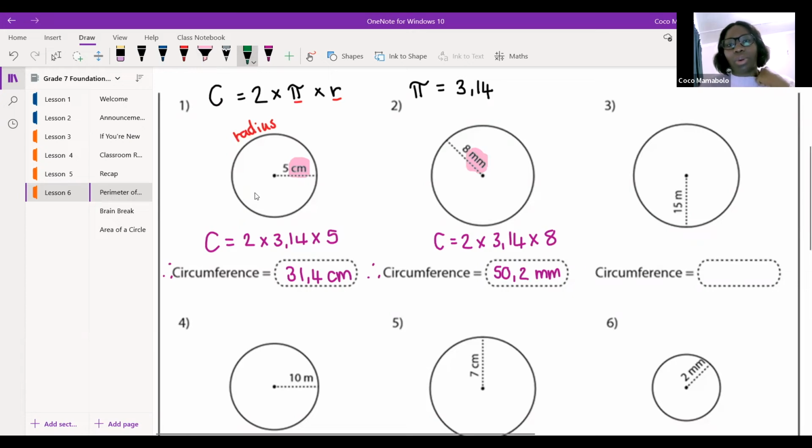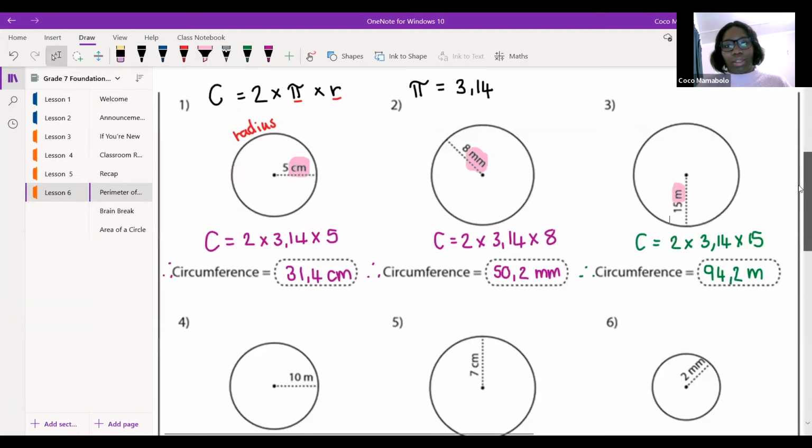All right, let's do the next one. C, circumference is equal to 2 times 3. Yes, Tyler, we're at number 3, actually. 2 times 3,14 times 15. Therefore, circumference is equal to 94,2 meters, because my radius is in meters.